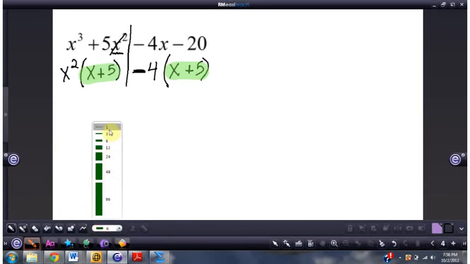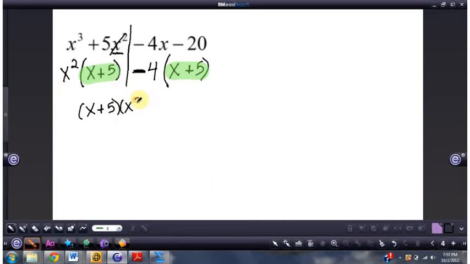Since these are a match, though, I'm going to take it out. Once I take it out, I want to group what's left. X squared minus 4. From here, I need to factor x squared minus 4 because it is a square and it is negative. These two most important things are the only reason I'm going farther. He's squared and he's negative.